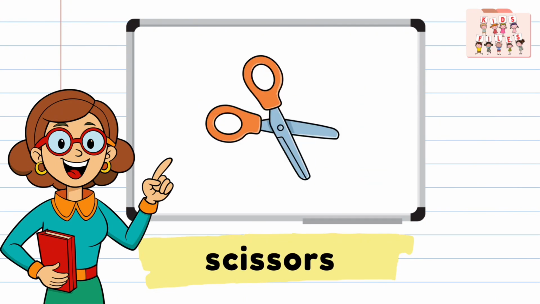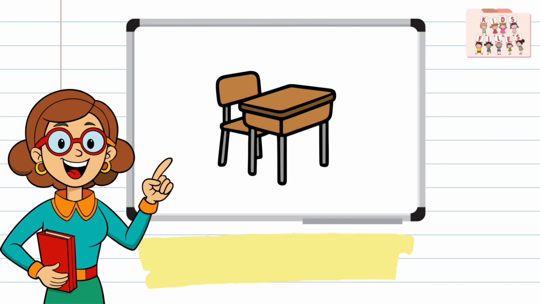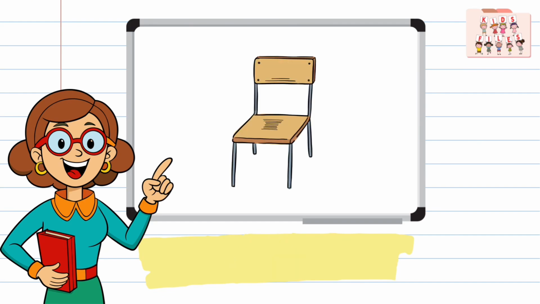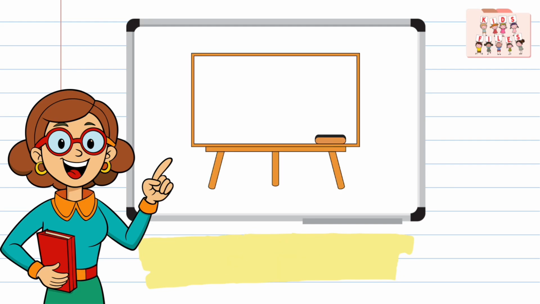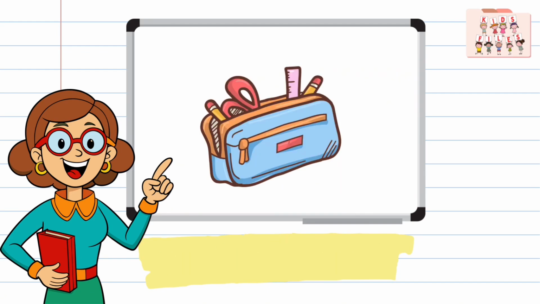Scissors. These are scissors. Glue stick. This is a glue stick. Desk. This is a desk. Chair. This is a chair. Whiteboard. This is a whiteboard. Pencil case. This is a pencil case.